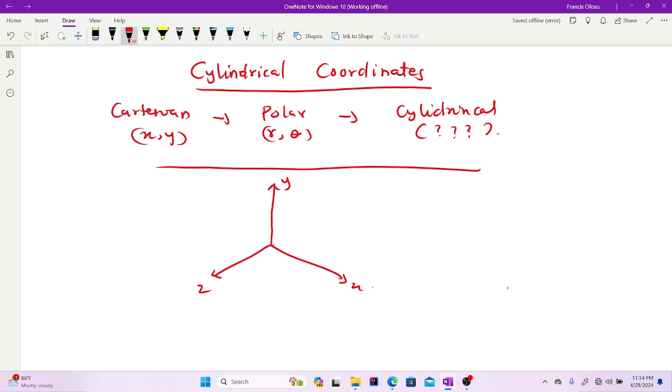Now, generally, the parameters of cylindrical coordinates are r, which represents the r in polar, theta, which represents the theta in polar as well, then a third component called z. So the difference between polar and cylindrical is the presence of this z.